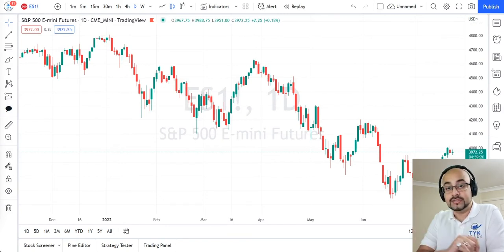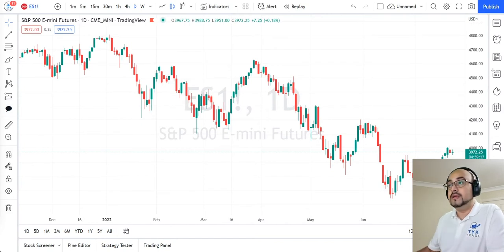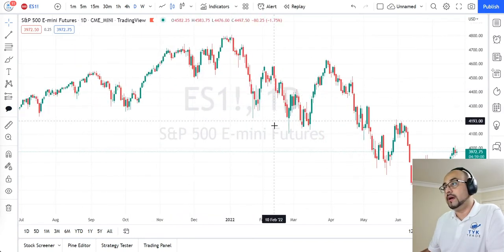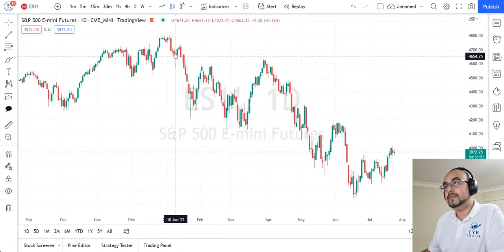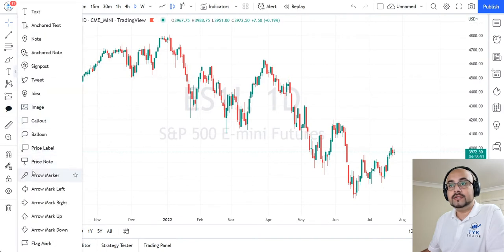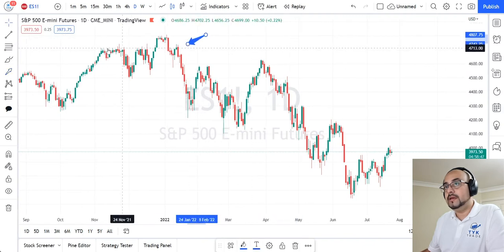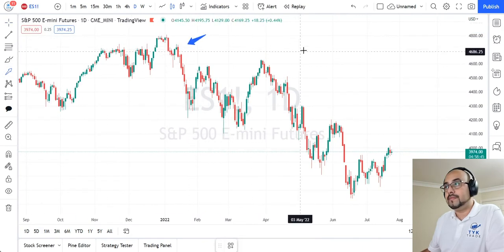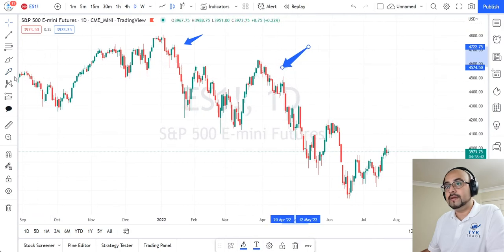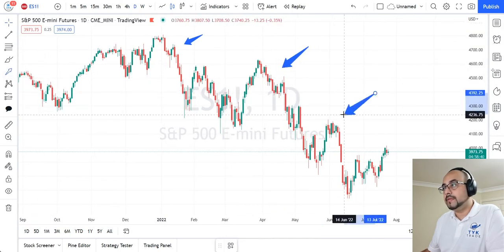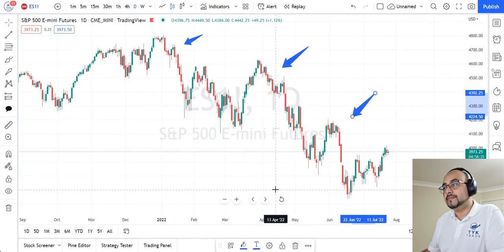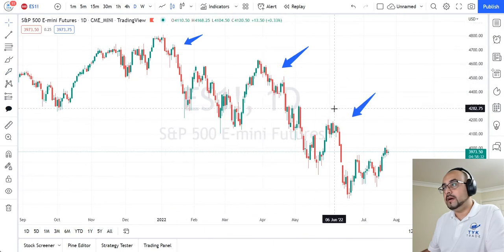So let's go to my screen sharing and we will talk about trends. If you notice, we are looking at a daily chart. Now I can highlight some of the regions using an arrow. So we see this high, the second high, the third high. So these highs are lower than the previous highs.